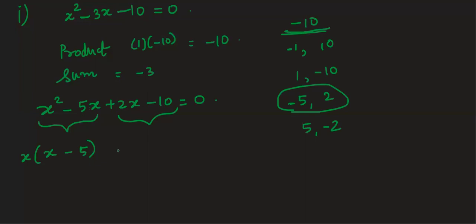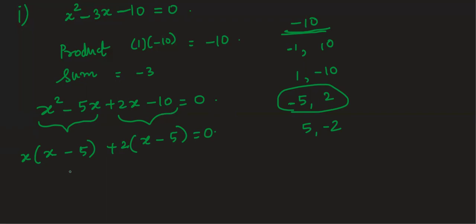Now again combining the other 2 terms. For this one we will take what is common between them, only plus 2 is common. So 2 into x minus 5, is equal to 0. So 2 into x will be 2x, 2 into minus 5 will be minus 10.